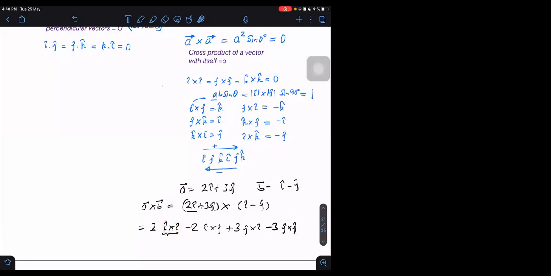Next time I will never take that. I will never take j cross j. I will just keep it in mind, but never write it on the paper. We will just keep it in mind that we don't have to take this. This will give us 0 only. 0 minus 2.